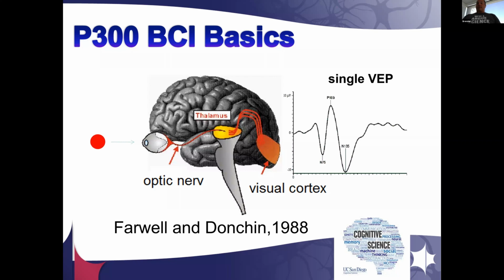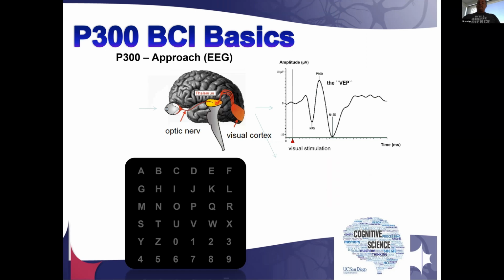And this is a key element of what makes it a communication system. You can simply choose to count each time that red dot flashes or ignore it. If you choose to count it, you're going to see a fairly big wave called the P300. If you choose to ignore it, you won't see the P300. With this particular example, of course, one flashing dot is not that useful, can be useful, but you'd rather have something more advanced like spelling.